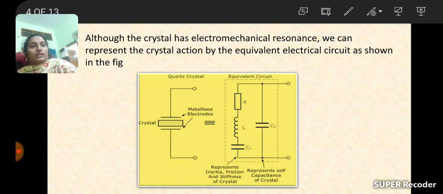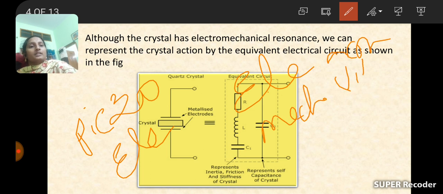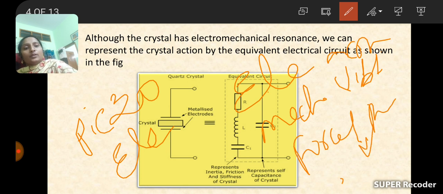Is it clear what is meant by the piezoelectric effect? If we apply an electric voltage across the crystal, it provides mechanical vibrations. Or otherwise, if we apply mechanical force or pressure, it is able to produce electric vibrations.